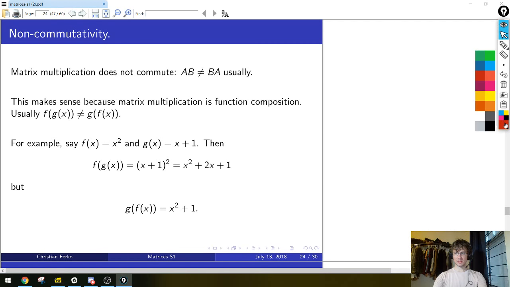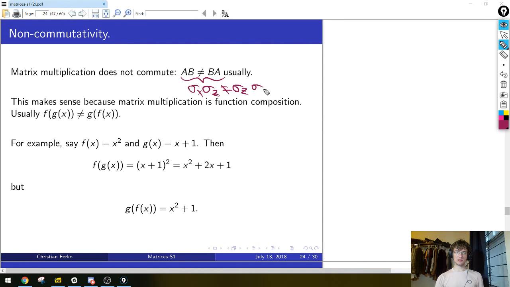Okay, so this is a rehash of what I just said. As we saw on the previous slide, if you multiply two matrices and then multiply them in the other order, they are normally not the same. So we saw sigma x, sigma z is not the same as sigma z, sigma x. Opposite order will usually be different.